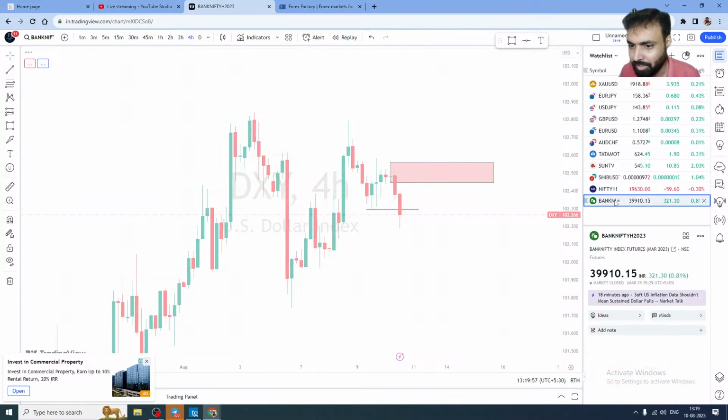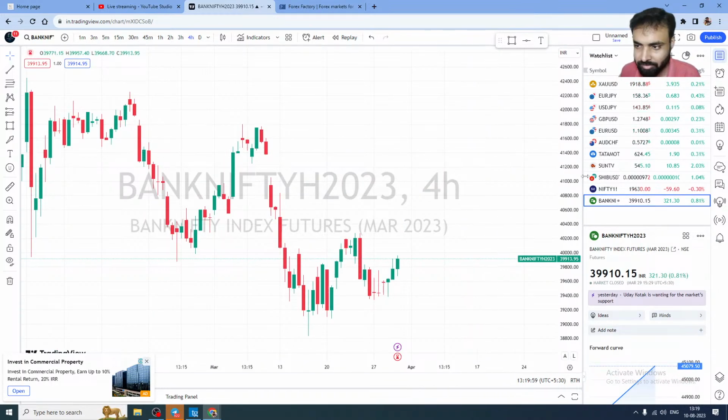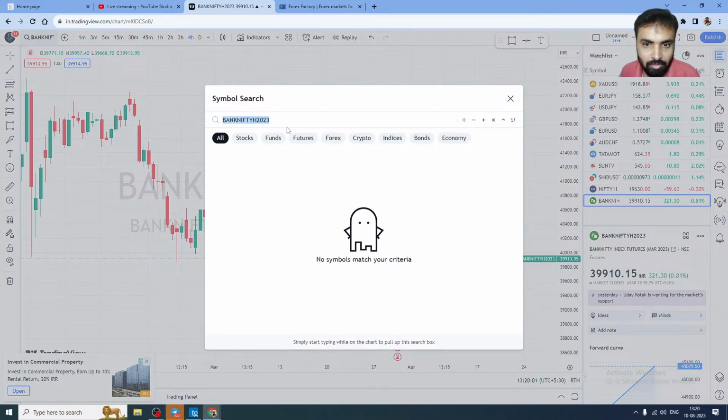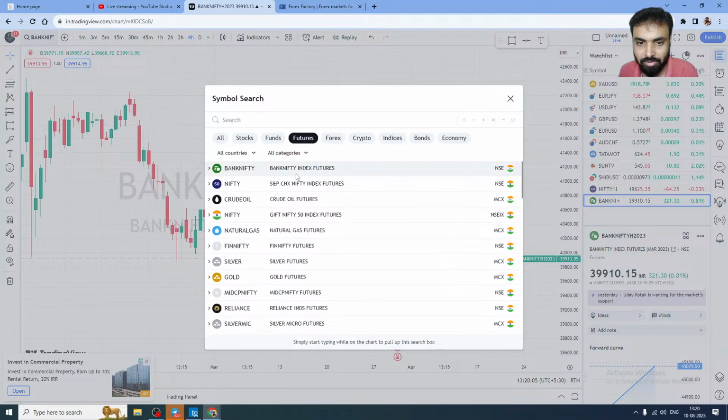Anybody trade Bank Nifty? Bank Nifty futures or options.